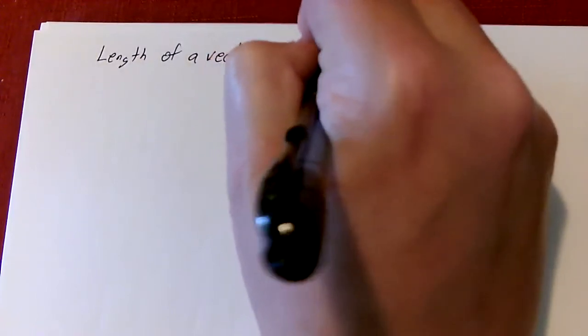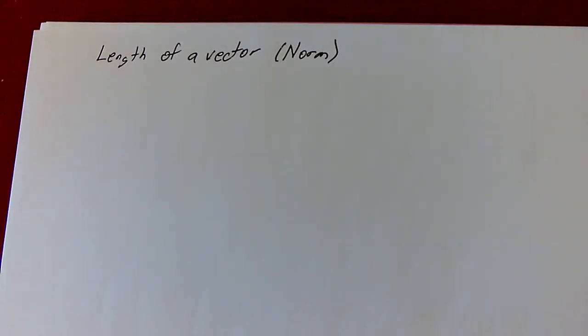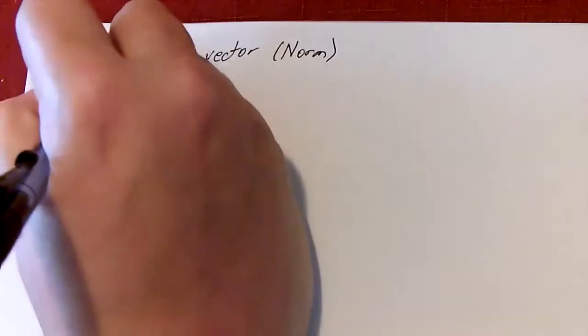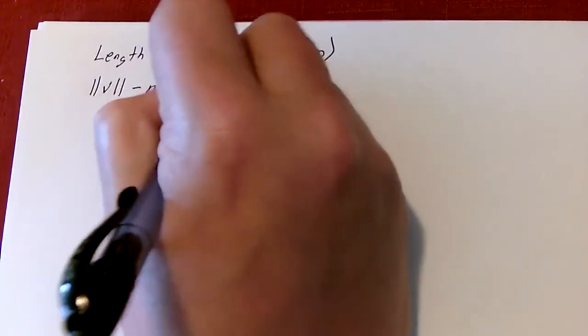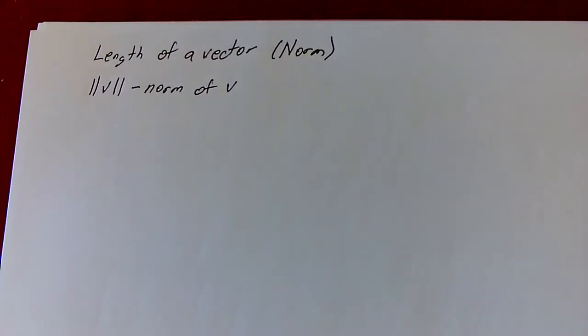All right, so on the next page, we're going to talk about length. So I said inner product, length, and orthogonality were our 3 things we're looking at in this section. So when we talk about the length of a vector, what we are talking about is also called the norm of a vector. And we define that using this double absolute value type notation, those double bars on each side. So that notation is the norm of V, or also the length of V.